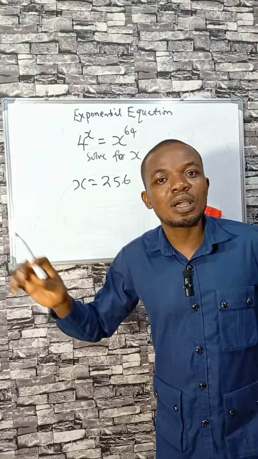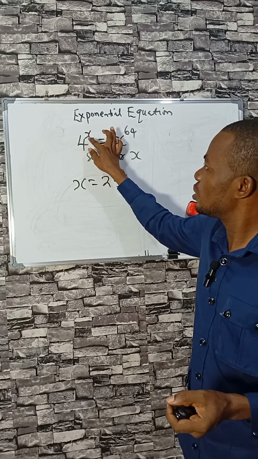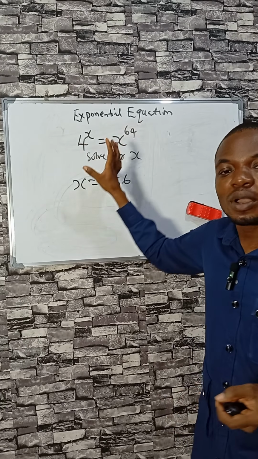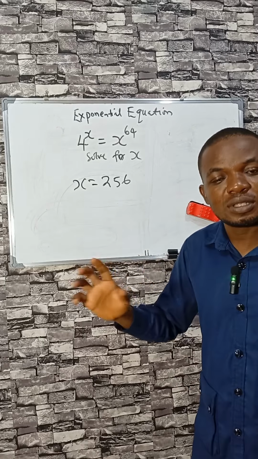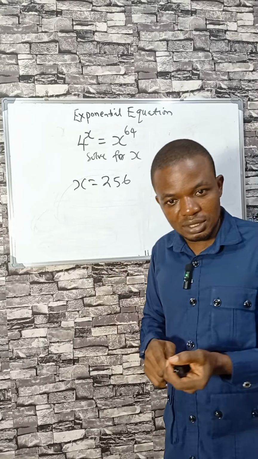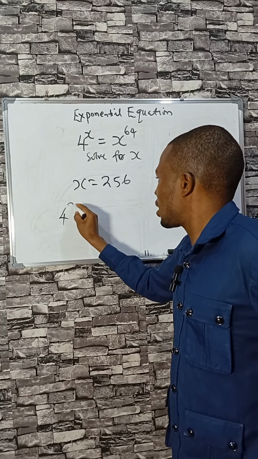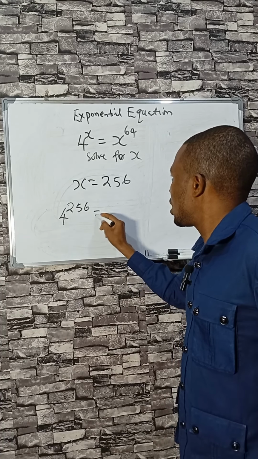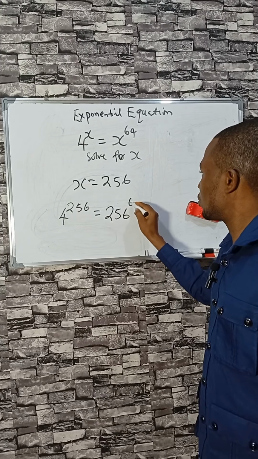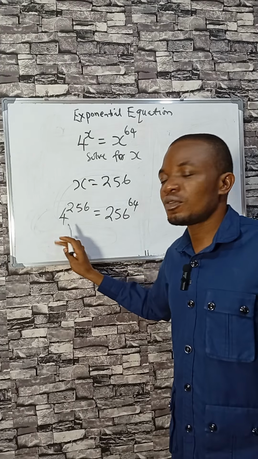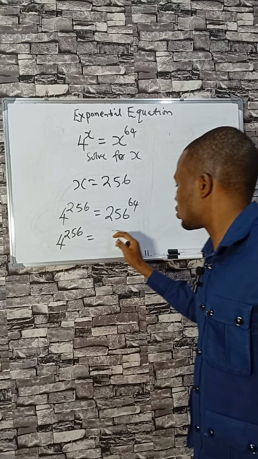Now it's our time to prove, to check whether this value is correct. So let's replace it here and see whether we have the left hand side equal to the right hand side. If they're equal, it means the value of x as this is correct. Now let's see. 4 raised to the power of x, where our x here is 256, is equal to x here, which is 256 raised to the power 64. Let's use base 4. We also use base 2 to check if it's correct.